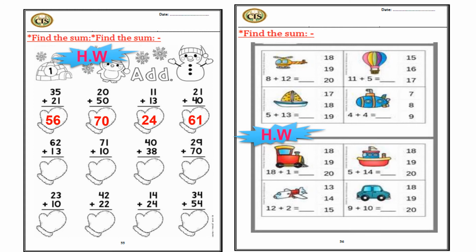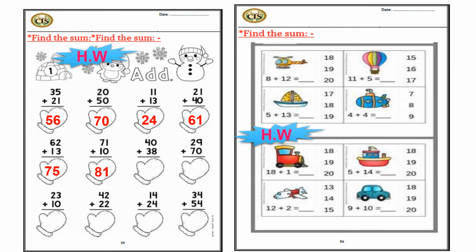62 plus 13. Ones with ones. 2 plus 3 equals 5. 6 plus 1 equals 7. So the sum is 75. 71 plus 10. Ones with ones. 1 plus 0 equals 1. 7 plus 1 equals 8. So the sum is 81.